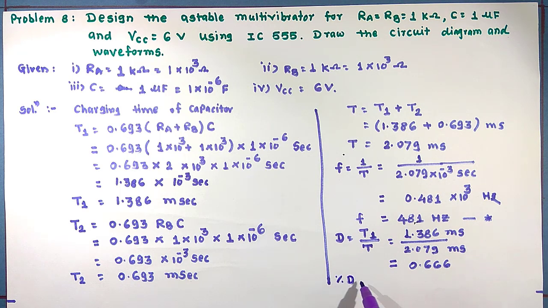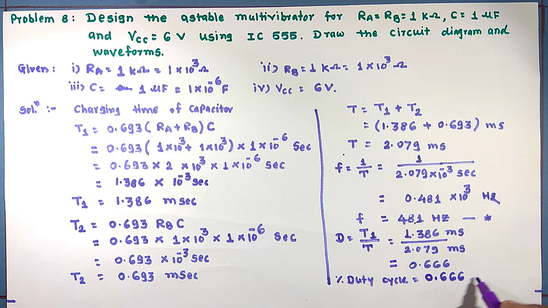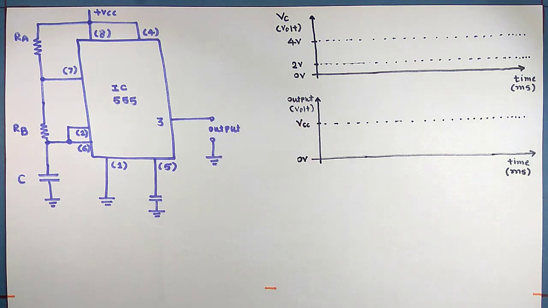Percentage duty cycle can be obtained by multiplying 0.666 by 100. Hence, percentage duty cycle is equal to 0.666 into 100%. That is, this is equal to 66.6%.